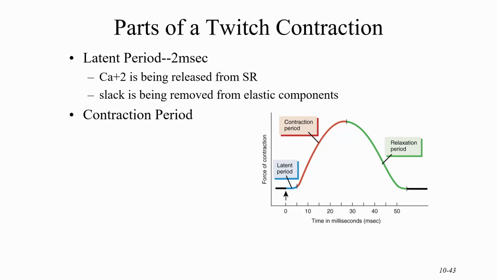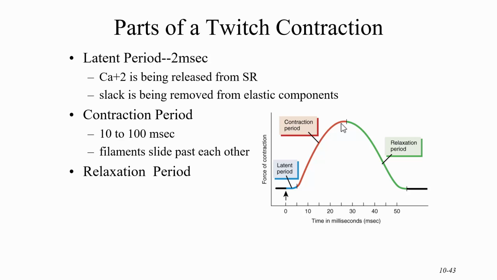Okay. Then we have the contraction period. So all the elastic slack has been taken out. That's going to last from 10 to 100 milliseconds. And here the filaments are going to slide past each other. That's right here in the red. So we have the latent period, where we're taking out the slack, and no contraction is taking place yet. Slack's been taken out, we have the contraction period, and the contraction is taking place. Then we have the relaxation period, and that lasts about 10 to 100 milliseconds.